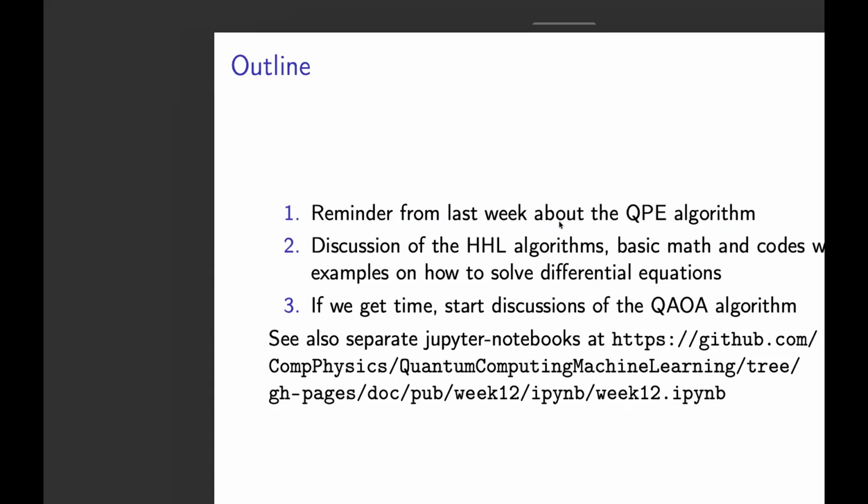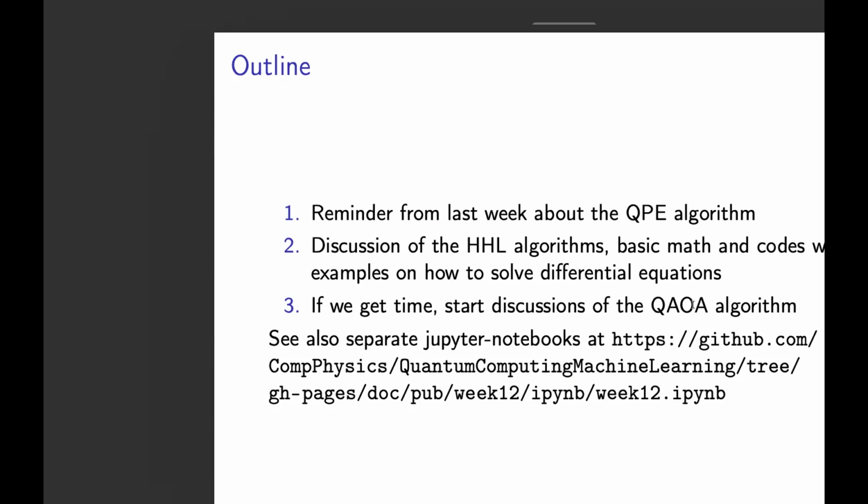And before that, we need to do a quick reminder about the quantum phase estimation algorithm, which we discussed last week and the week before, because that enters as an important ingredient in the HHL algorithm. If we get time, we will start discussing the quantum approximation optimization algorithm, which is another example of a variational quantum circuit. And this will also be the topic next week. So next week, we will have a full discussion of this algorithm.